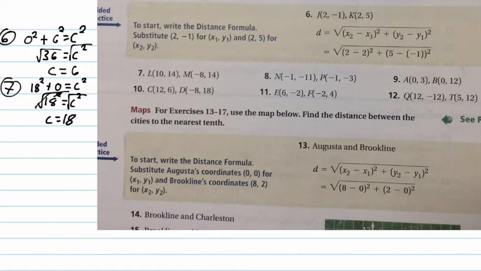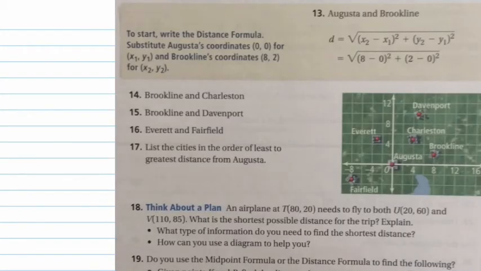All right, I will adjust this picture here. It's the same idea. The only difference is we're going to need to find these coordinate points. So let's find them. It's Augusta. Looks like it's at 0, 0. That's nice. So write that down. And Brookline, which looks like it is at, those go by 2, so that's 8, 2.